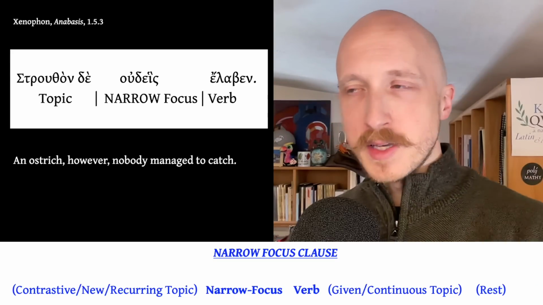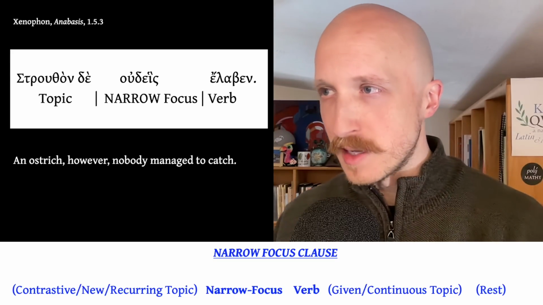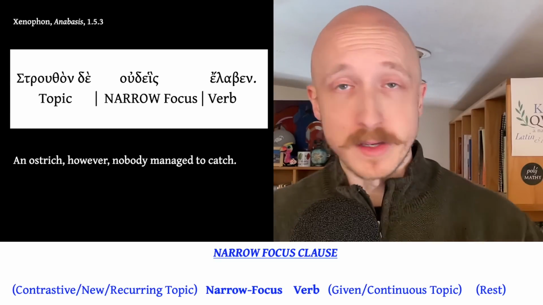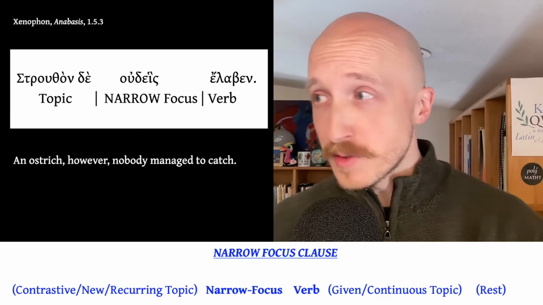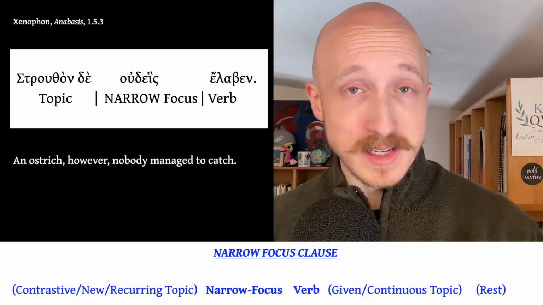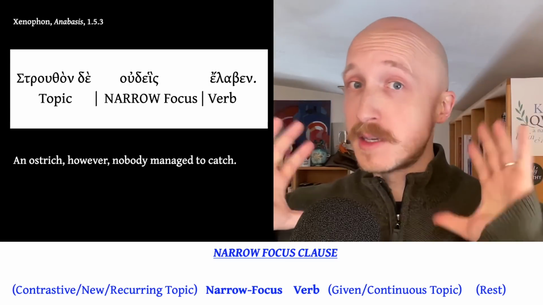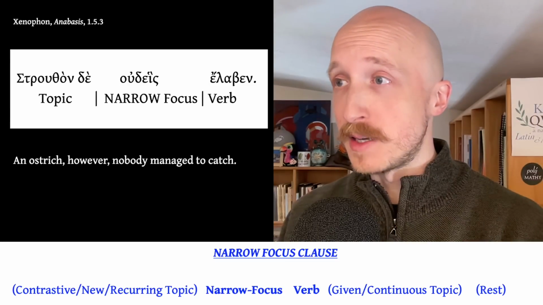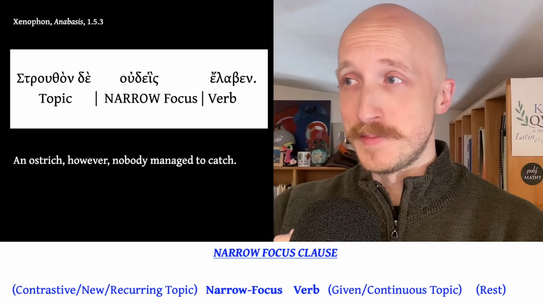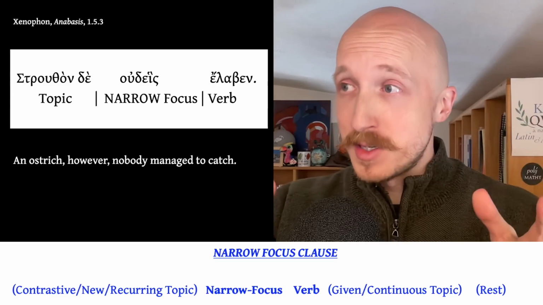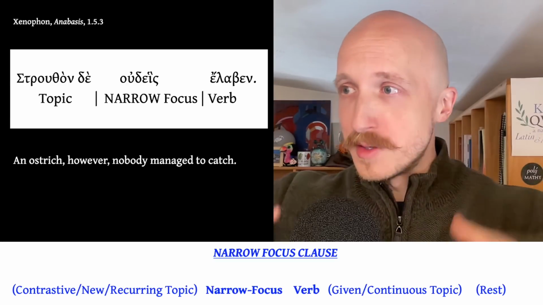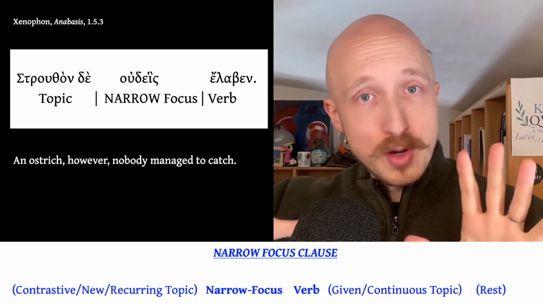Here's another narrow focus example. The context is that this sentence is part of a passage in which Xenophon lists several animals encountered in a plain through which the army is marching, and then he recounts how the soldiers hunted each of them, and in this sentence he discusses the ostrich among all these animals. So this is contrastive, right? This contrastive topic here. Struton de udehes elaben. As for the ostrich, however, no one caught it. So the soldiers, they were hunting all these different animals, but as for the ostrich, no one caught it.